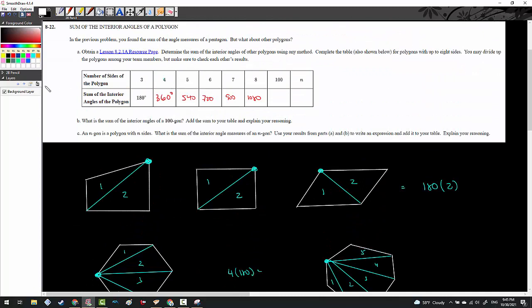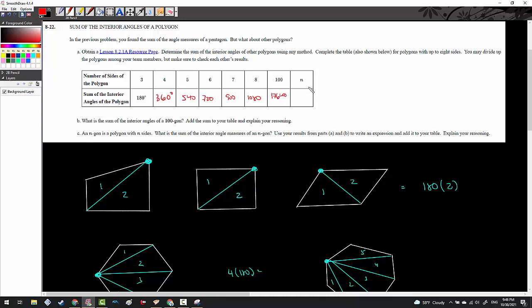Next, for 100, I'm hoping that by now you will have guessed that there are 98 triangles in the 100-sided figure, and you would be correct. So that means the total angles in a 100-sided figure would be 17,640.